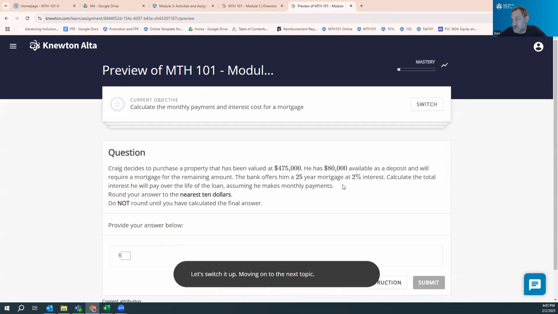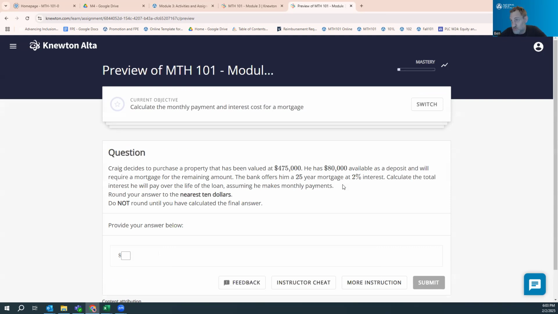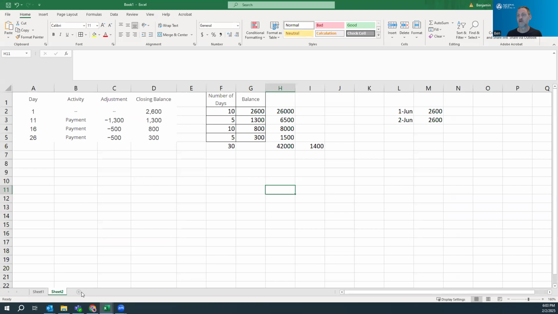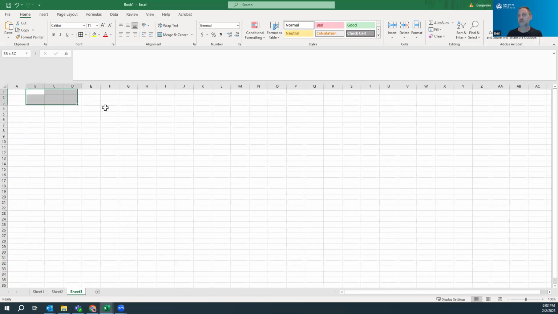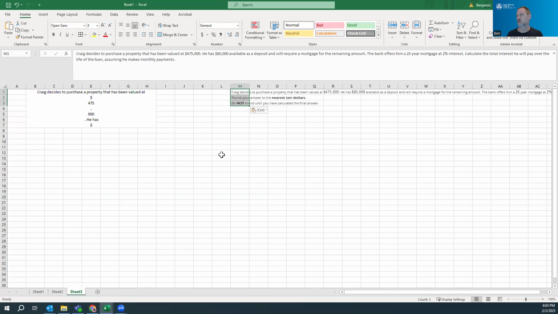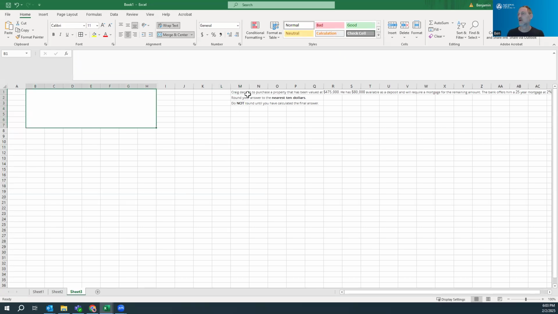$475,000, $80,000 as a deposit, require a mortgage for the remaining amount. Bank offers him. All right, here we go. I'm going to copy the question over to Excel because Excel is my calculator. Make a big space for myself. Merge and center. Double click, paste it in. Whoa. It actually seemed like it worked better that way. Oh, nice. That's a lot better.